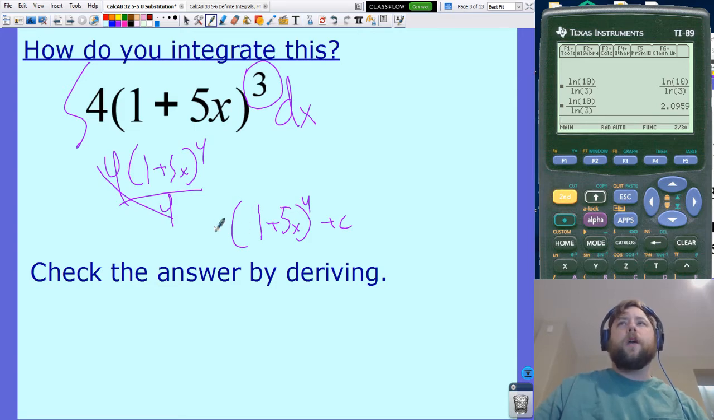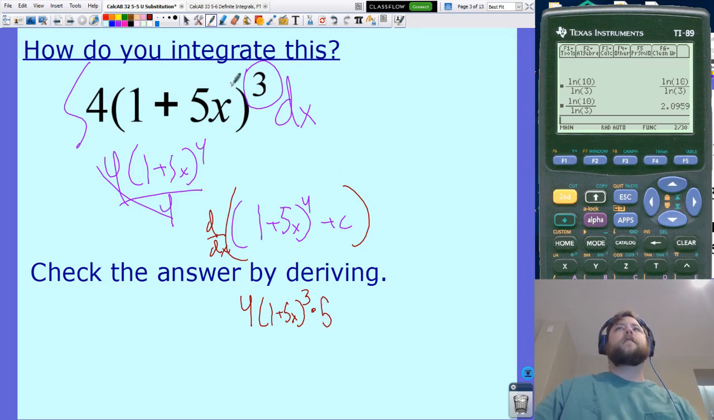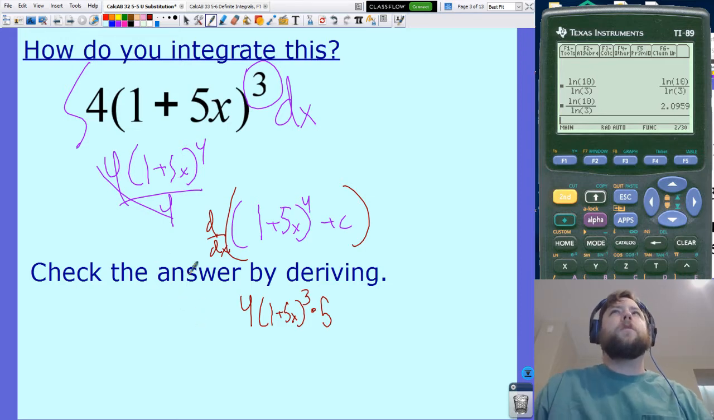So if we tried to derive this function, the c goes away because that's 0. So the derivative of 1 plus 5x to the fourth will be 4 times 1 plus 5x to the third times the chain rule. The derivative of the inside is 5. That's not what we have. We don't have that 5. So there's a little bit something extra we have to do when we're integrating something funky like this.